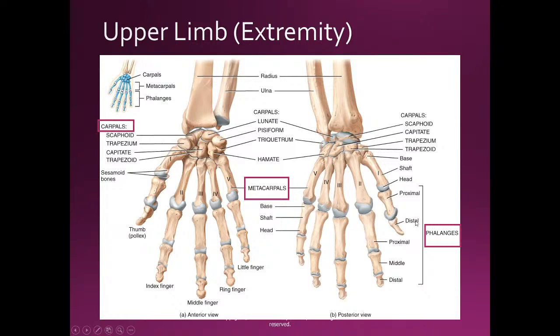So you add that up, you've got 14 phalanges in each hand, 5 metacarpals in each hand, and then 8 carpal bones in each wrist.